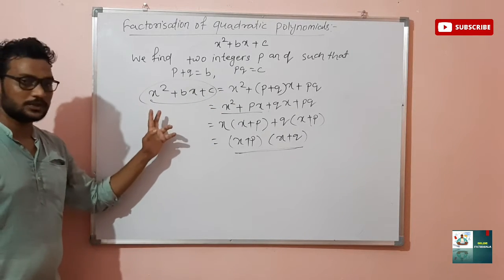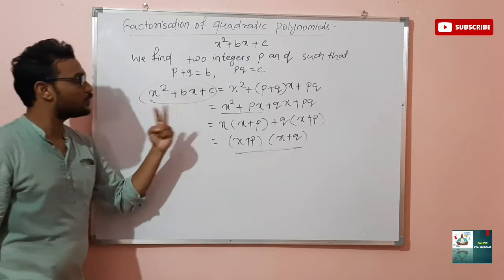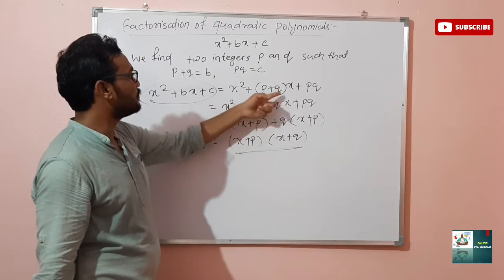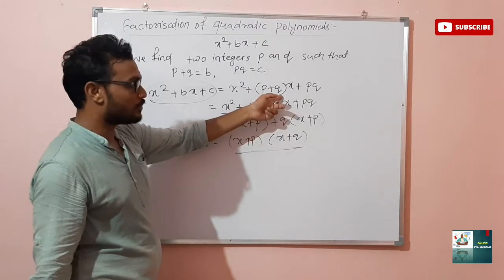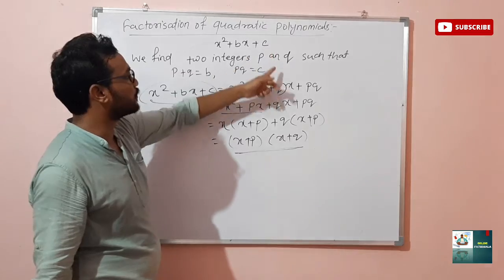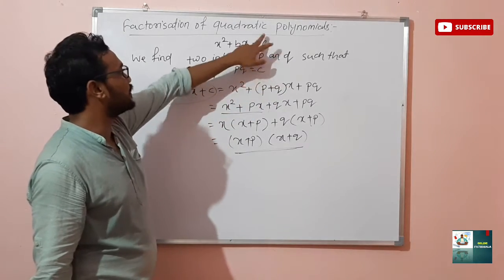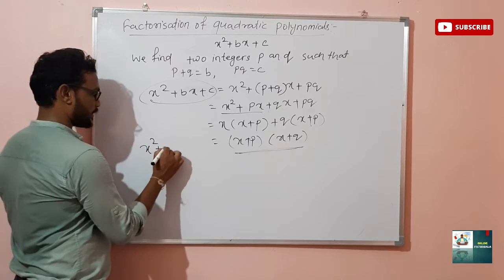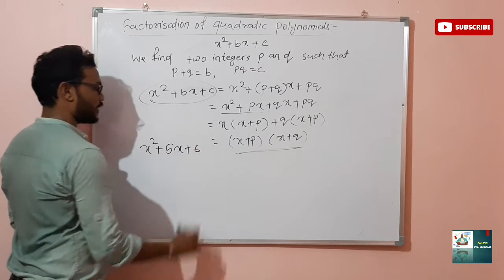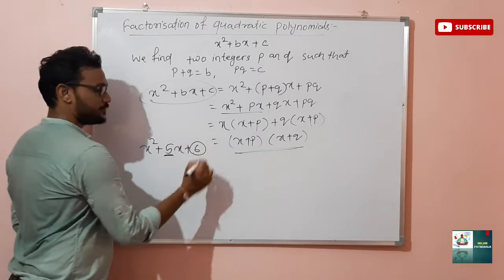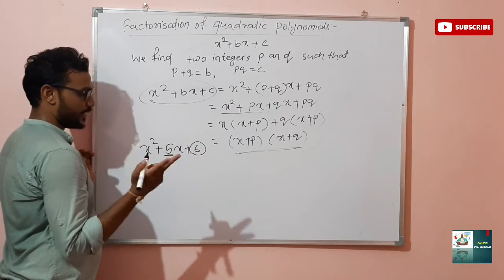So similarly in a question also we have to find two numbers. The sum of the two numbers will be the coefficient of x, and the product of the two numbers will be the constant. Let me give an example. I have taken x square plus 5x plus 6. So here b is 5 and c is 6, so we have to find two numbers.